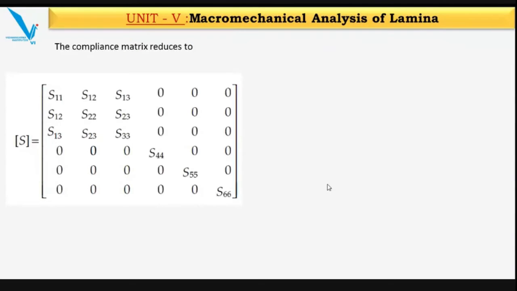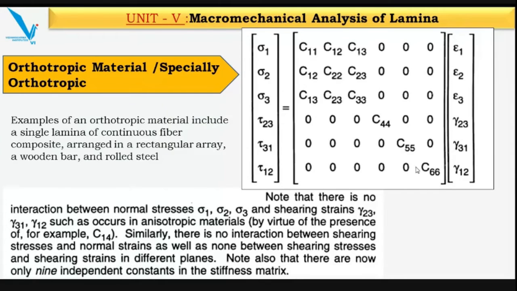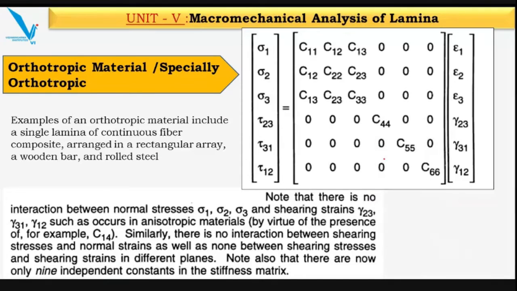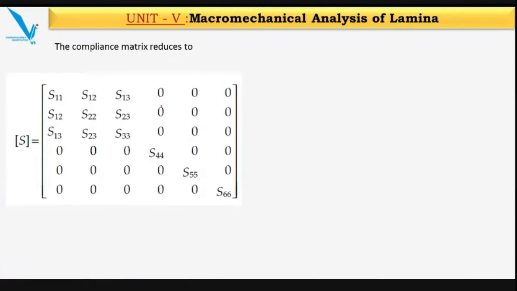We have seen that stress is related to the strain components by means of these coefficients, and this matrix we call a stiffness matrix. If you invert this stiffness matrix, then that is called the compliance matrix. So when we write strain, this strain matrix will be equal to the compliance matrix into this sigma matrix.